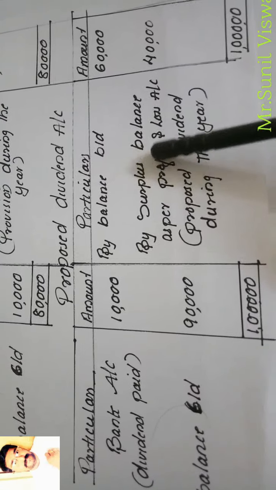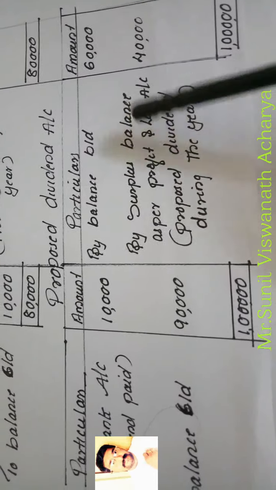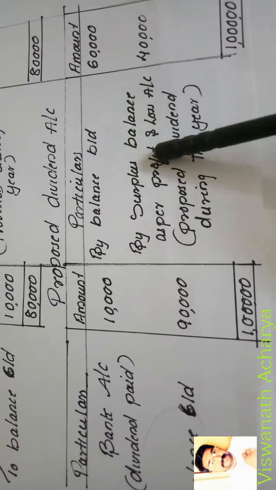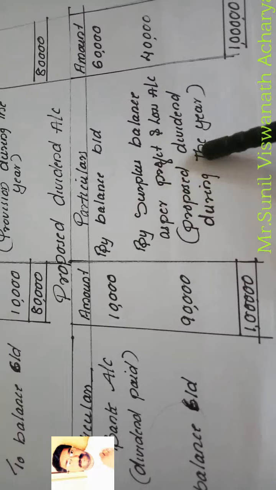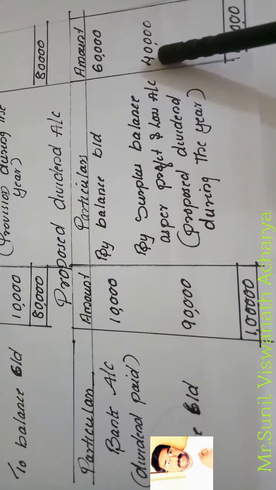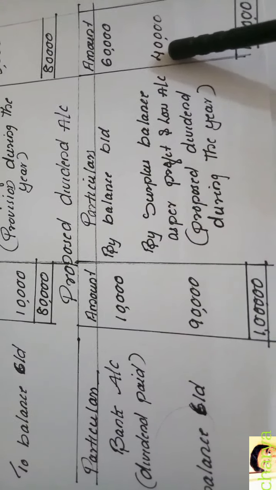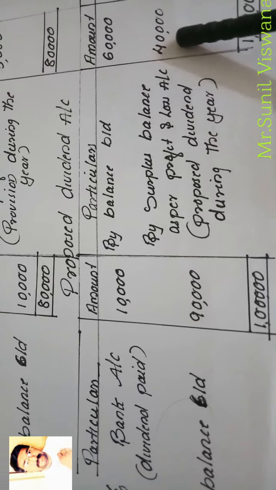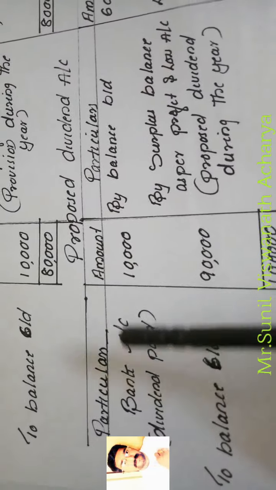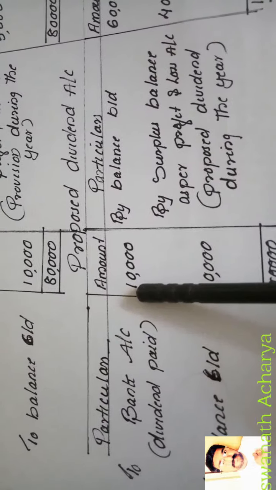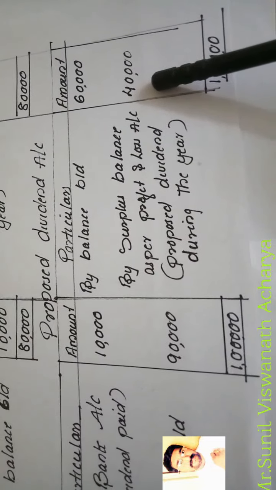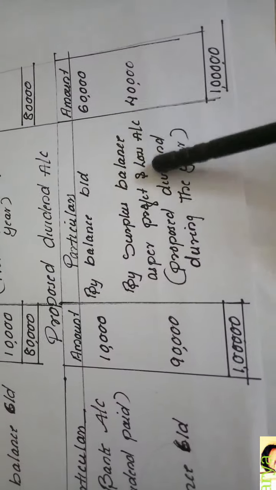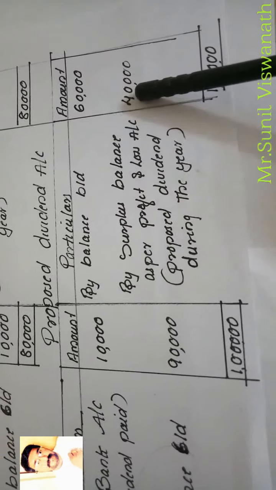For a company, the profit and loss appropriation account is named surplus balance as per statement of profit and loss account. So this is written for understanding as proposed dividend of the current year. So this amount only we will add in operating activity for calculating profit before tax. And this dividend paid amount, we know dividend paid is a financing activity, so this amount will go to financing activity. The other amount we will add for calculating net profit before tax.